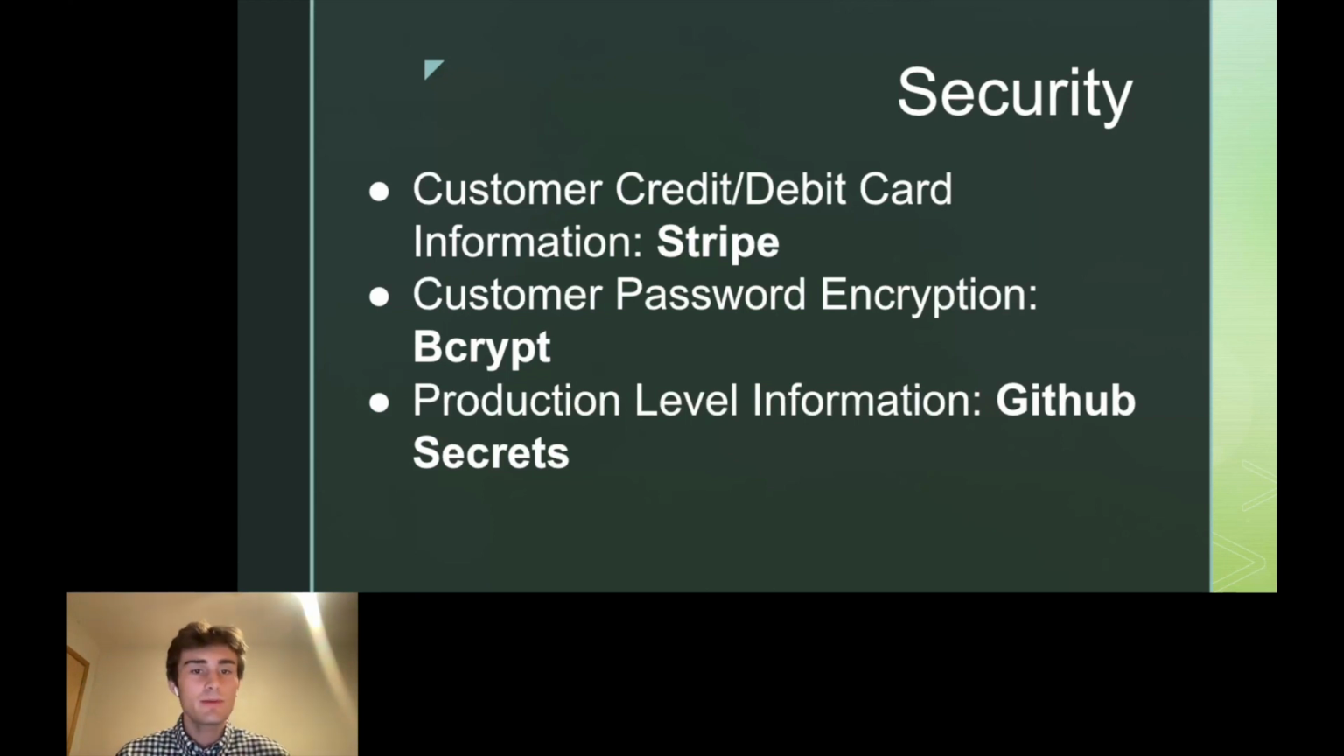As for product level information, we use GitHub secrets. So all of our environment variables connecting us to Stripe APIs or AWS resources, they're all within our GitHub environment, and they are never explicitly stated in our source code and never passed in HTTP requests.